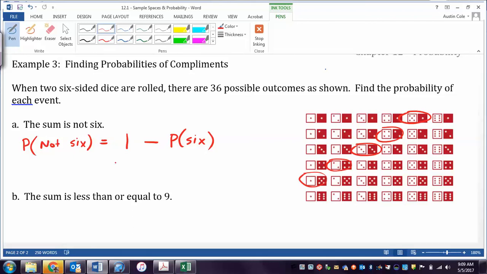Are there any other 6s that I'm missing? No. So this is going to be 1 minus favorable outcomes in this situation are 6s, which are how many? 5 out of a possible 36. So if I'm going to subtract fractions, what do I need again? Common denominator. So I'm going to rewrite 1 as 36 over 36, because 36 divided by 36 is 1, minus 5 over 36. 36 minus 5 is 31 over 36.